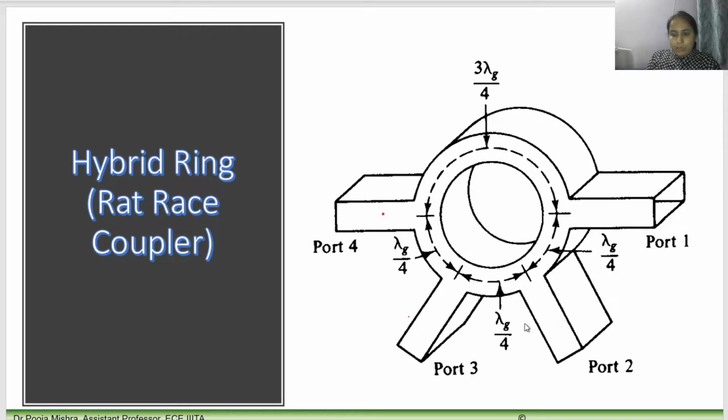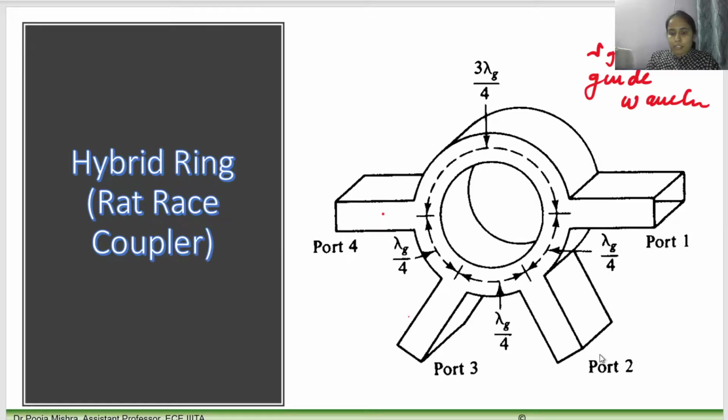Port 1 and port 2, port 2 and port 3, port 3 and port 4 have the same length, which is equal to lambda g by 4. Lambda g is the guide wavelength. The characteristic of this hybrid ring is similar to hybrid T. If you send a wave at port 1, it will appear from port 2 and port 4, but you will not receive any signal from port 3.